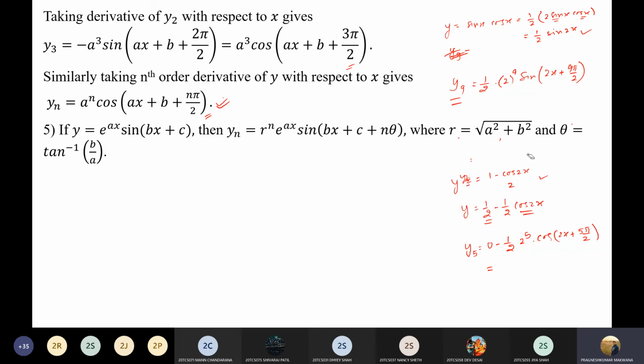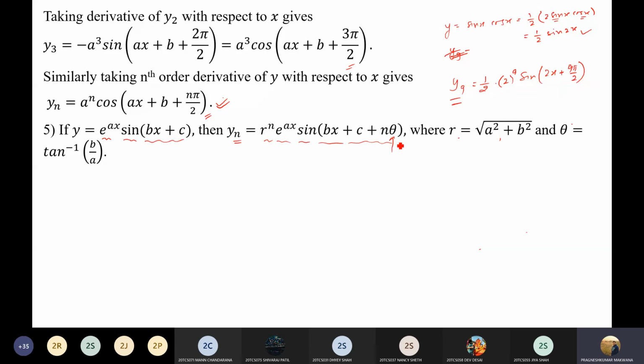Here you can see the multiplication of two functions is given. One is exponential and the second one is a trigonometric function. So you can multiply exponential and trigonometric function like this: e raised to ax and sine of bx plus c. Then we want to find out the nth derivative of this one. So the nth derivative is in this form: r raised to n e raised to ax sine of bx plus c plus n theta.